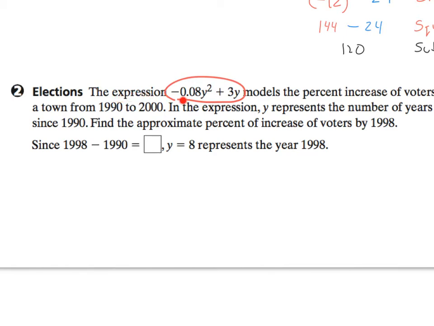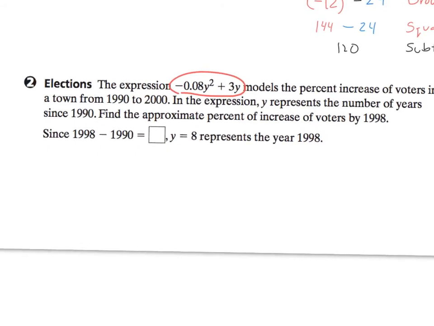The expression negative 0.08y squared plus 3y models the percent increase of voters in a town from 1990 to the year 2000. In the expression, y represents the number of years since 1990. So 1990 is actually year 0.